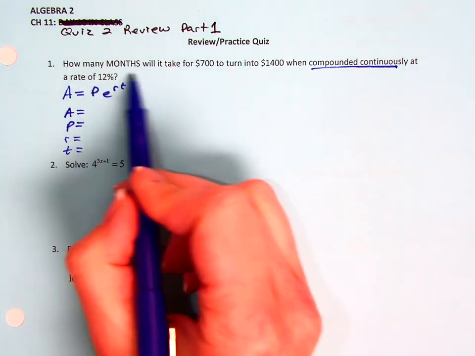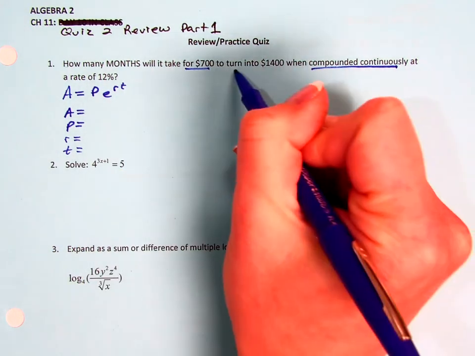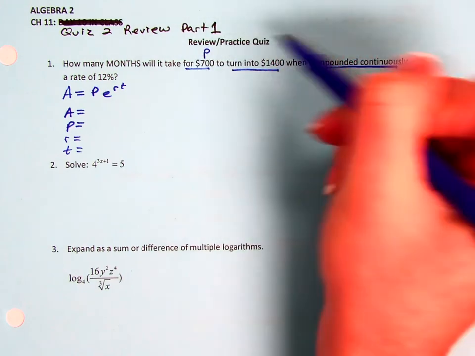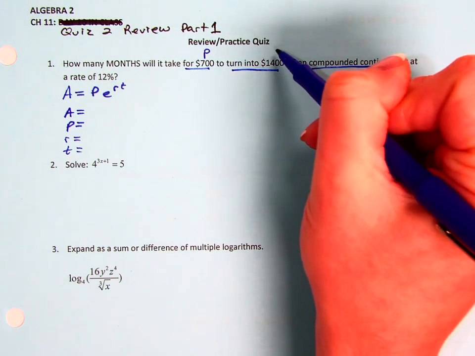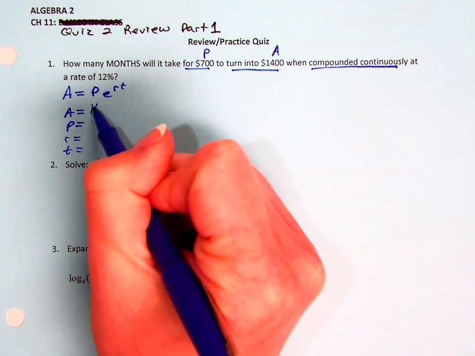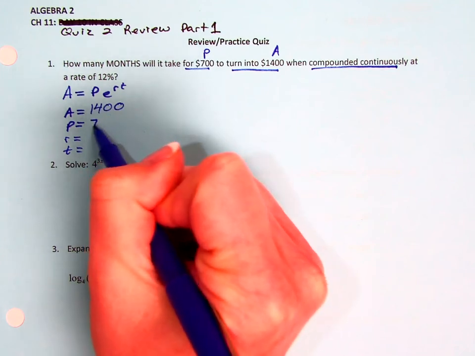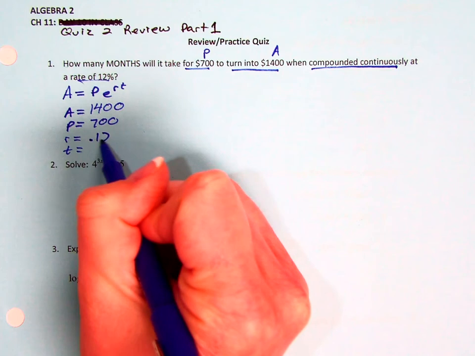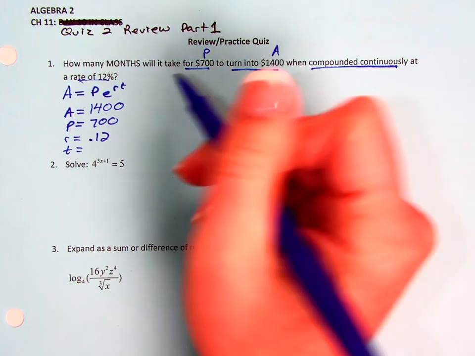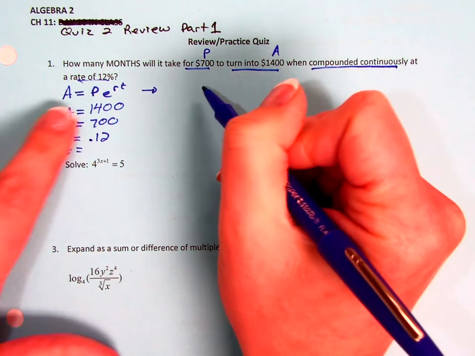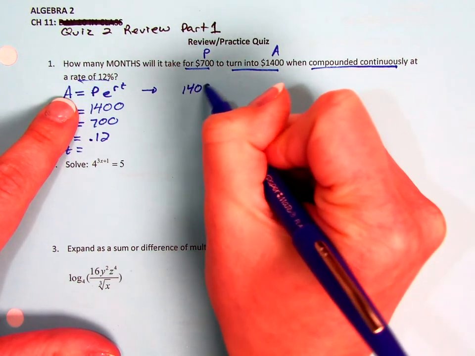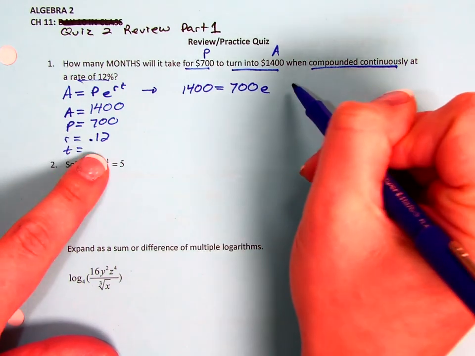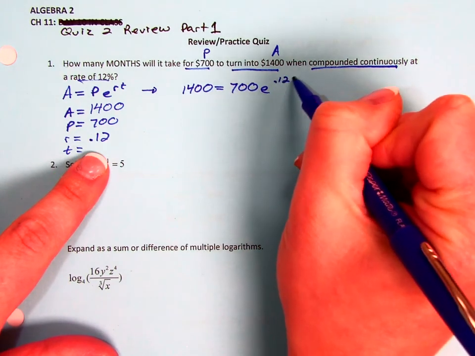So, how many months will it take for $700 to turn into $1,400? That tells me 700 is what I have to start with, so that's my P. And I want 1,400 in the end, so that's my A. So 1,400 and 700, at a rate of 12%, which is 0.12 for my rate, and I don't know my time. So I can go ahead and plug this in. My A is 1,400 equals my P, which is 700, e to the R, which is 0.12 times T.